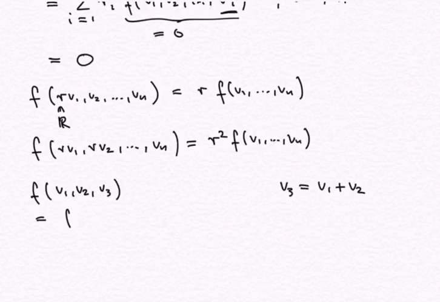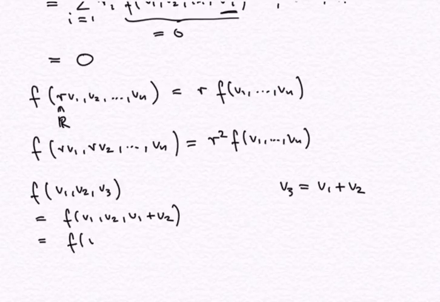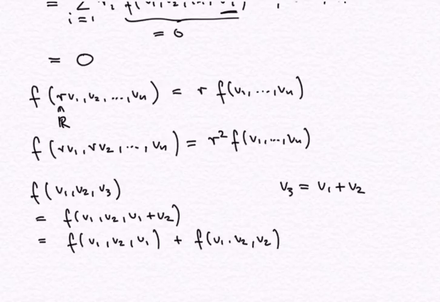So formally, as we've seen above for the general n-dimensional case, this is what alternation delivers, because this is f of V1, V2, V1 plus V2. So we have repeated vectors in each form, and so the function value is equal to zero.